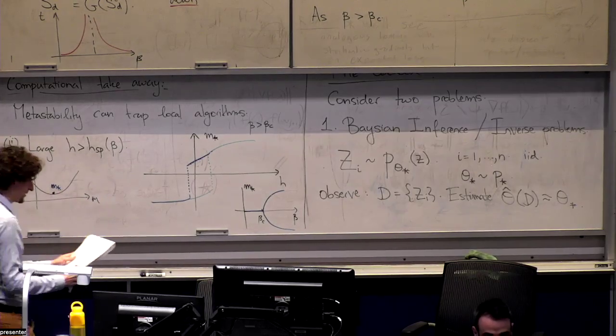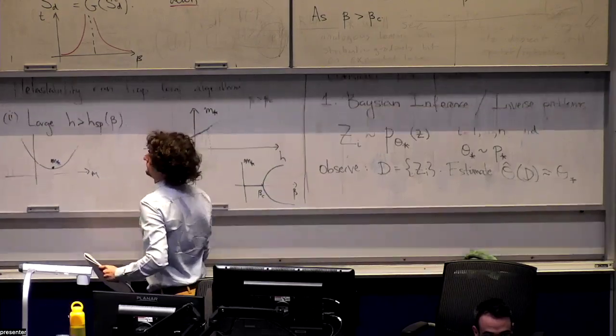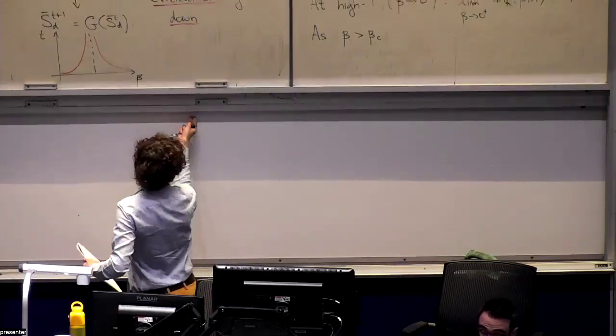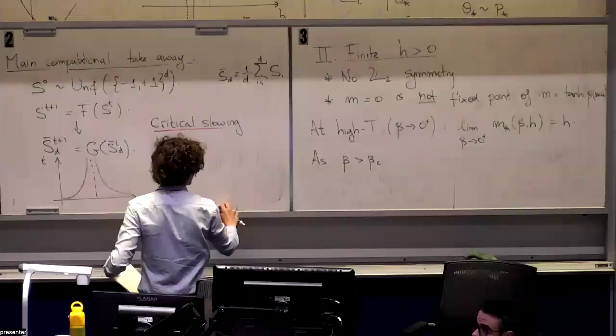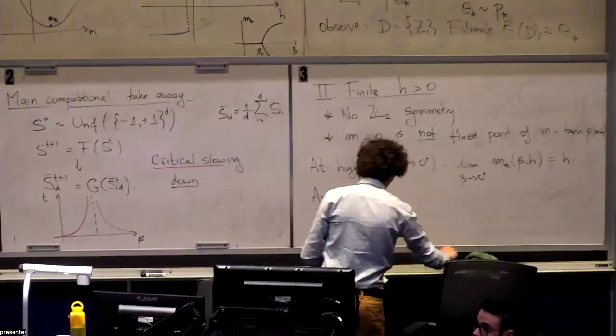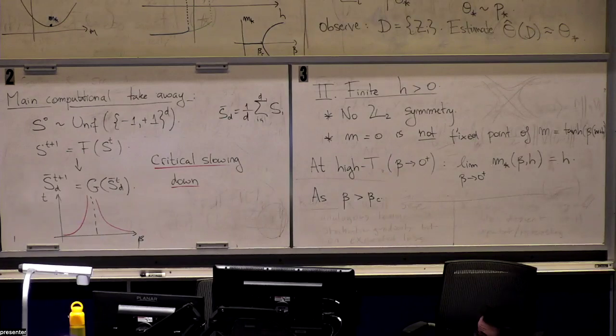It's fairly generic. And the relevant questions that you would like to answer, the quick questions, is, for instance, how many samples do I need to be able to estimate theta star precisely?